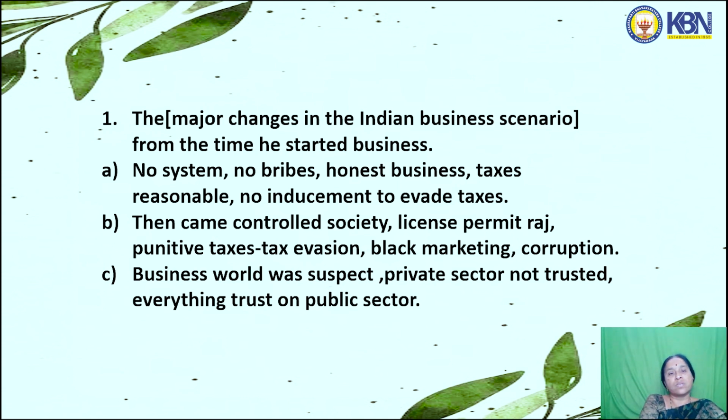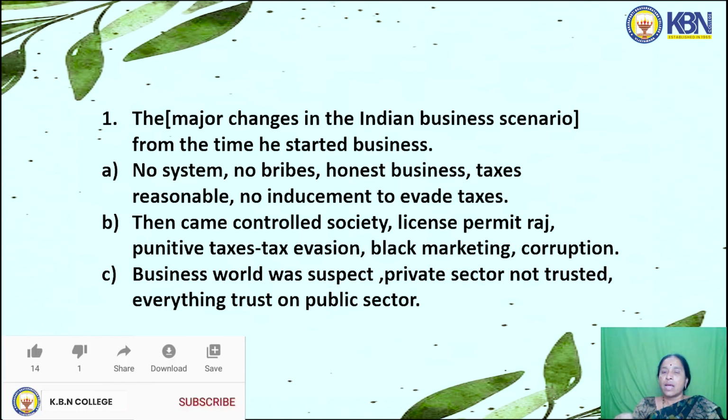The first question he is asked about is the major changes in the Indian business scenario from the time he started his business, that was in the 1930s. So he said that before independence, there was no license Raj. That means there was no licensing system or permits or controls. In that system, there were no bribes. The business was reasonably honest. Taxes were reasonable, and there was no inducement to evade taxes.